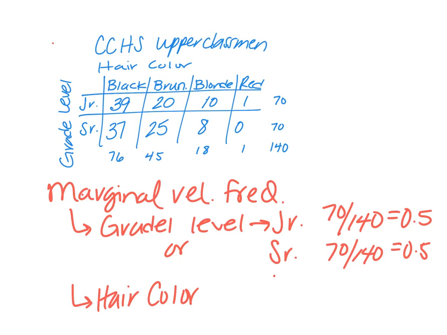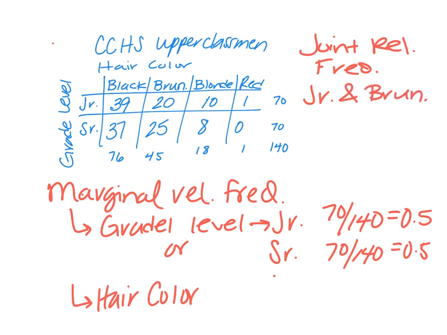Now if we talk about a joint relative frequency, we're basically looking at something together, something joined together. So it could be a junior and brunette. So junior and brunette, the intersection is this 20 here out of the 140. Okay, so joined together. The other relative frequency that we mentioned on the previous page was a conditional relative frequency.